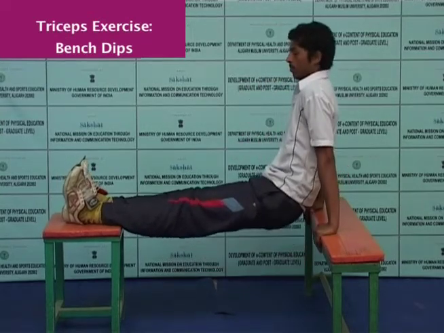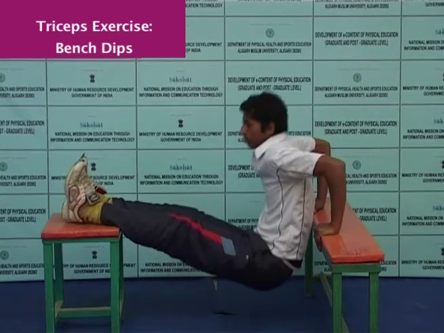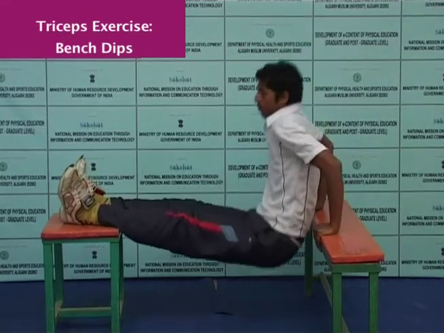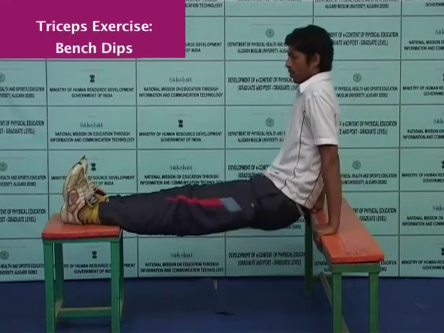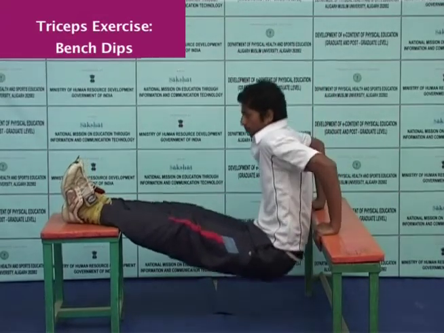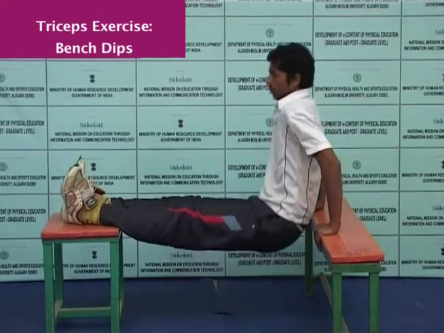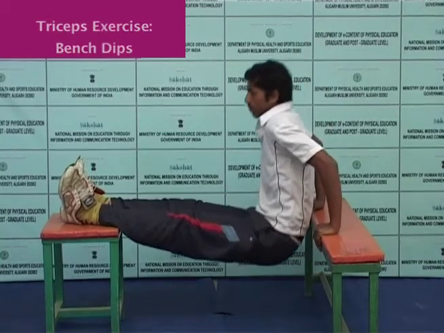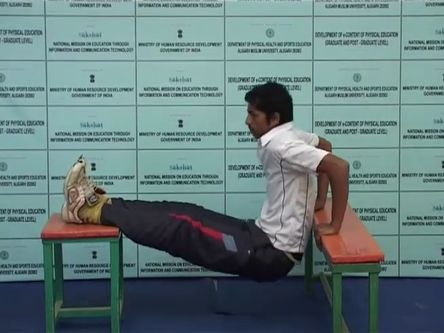The resistance can be reduced by placing the heel on the floor instead of keeping it over the bench, and it can be made harder by keeping a weight on the lap. It increases the resistance of the movement, and it can be performed on the parallel bar also.